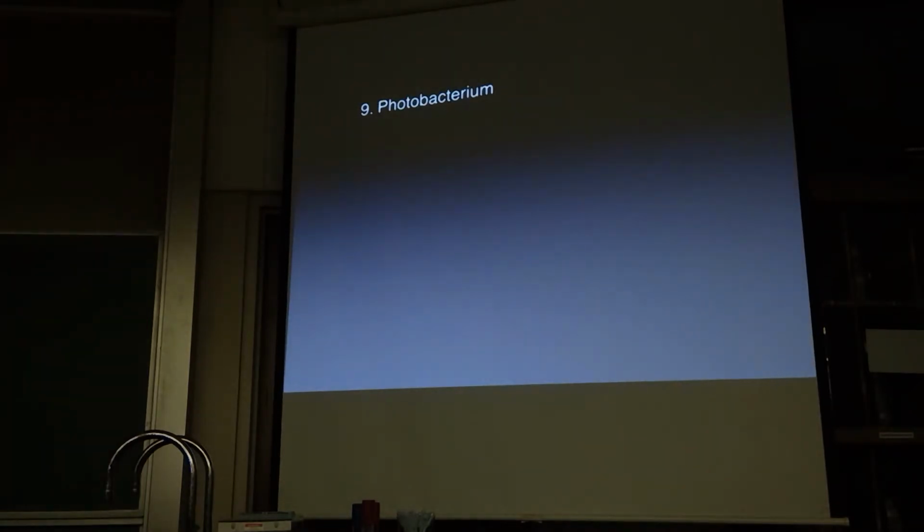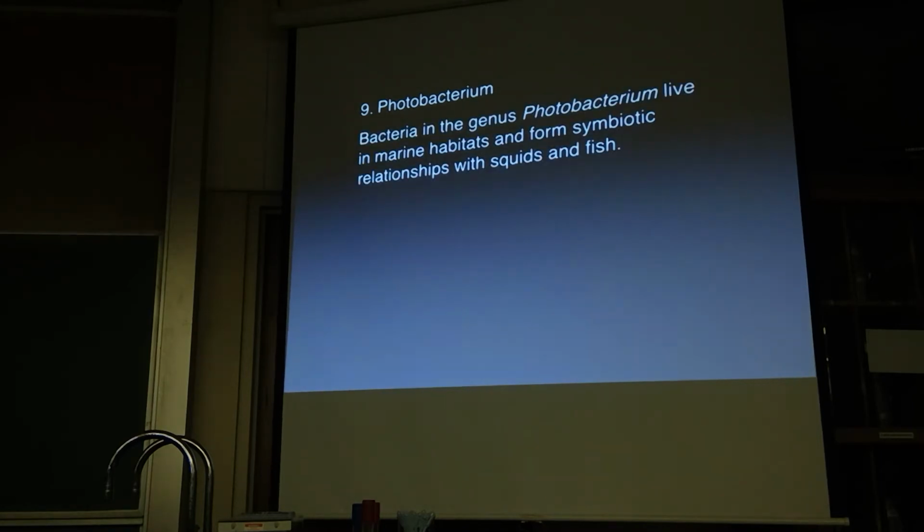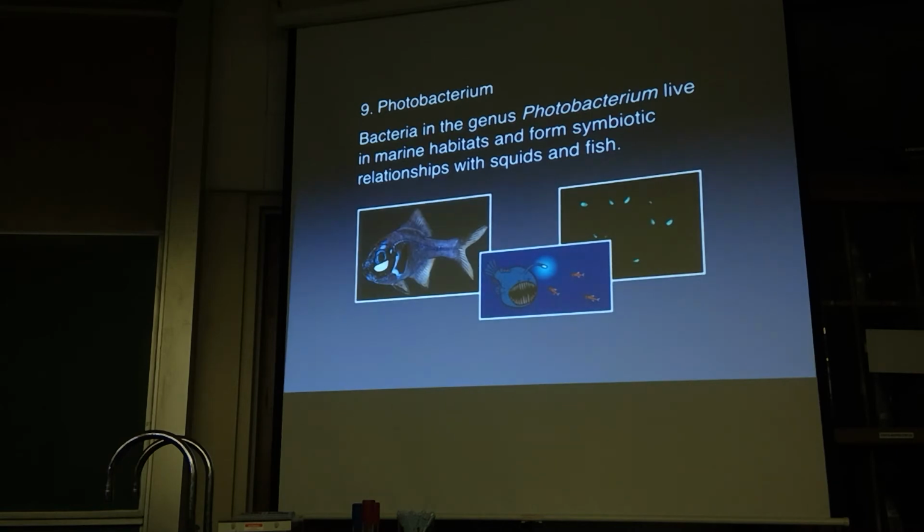Next important genus is Photobacterium. Well, what does photo refer to if you're not talking photography? Anybody know? Light. So Photobacterium, these are organisms that have something to do with light. Actually, they are bioluminescent. They often live symbiotically with deep sea organisms, fish, or squids.